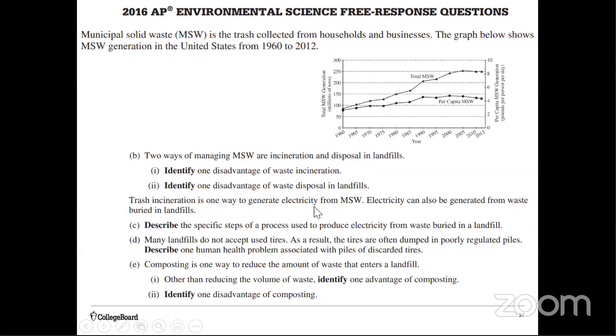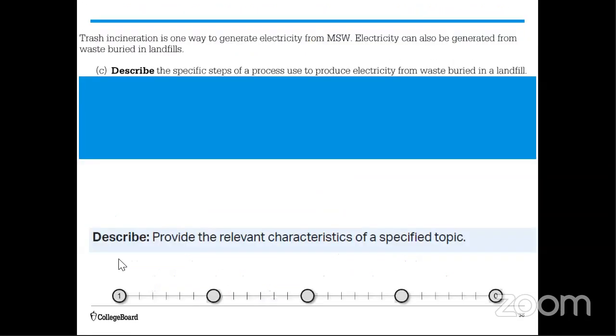So you should be able to identify a negative consequence of both of those. And then we go into incineration, and this is the one I would like you to actually practice now. So C says, describe the steps of a process used to produce electricity from waste buried in a landfill. So again, note the task word describe, which means provide the relevant characteristics of a specific topic. Here, electricity generation from the waste buried in a landfill. So take 30 seconds and jot down on a piece of paper what you would answer for C.